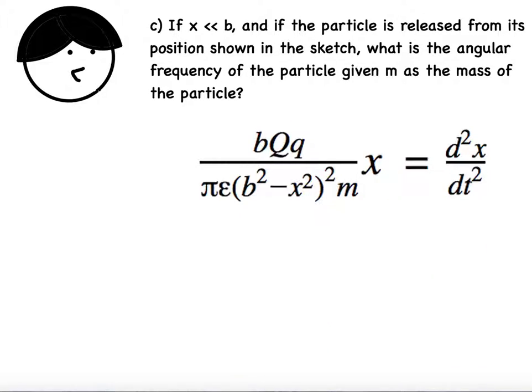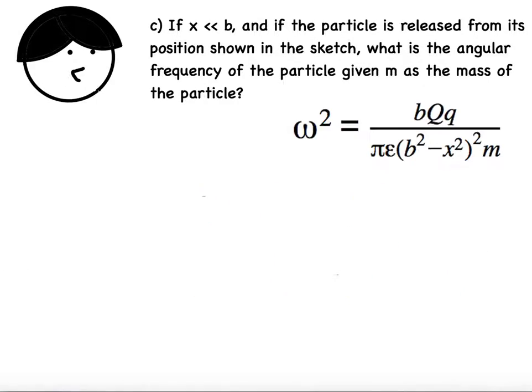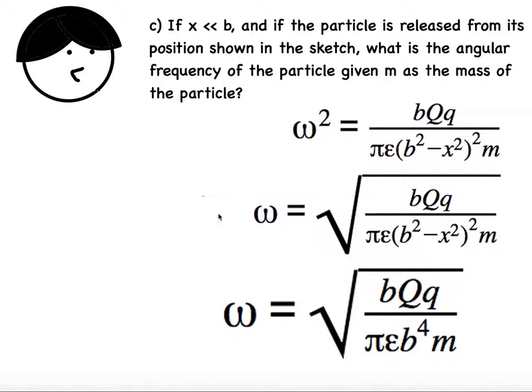So do a bit of simplification, you get this, and note I got rid of the minus sign because it's not necessary. This object is going back and forth like this, so the minus sign doesn't really matter. And so now I just change the sides. We have the second derivative of position on this side. And since we know that the second derivative of position is omega squared times x, we just got rid of that x over here, and here's omega squared. Square root both sides, omega equals the square root of all of this.